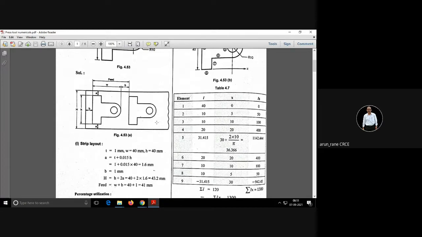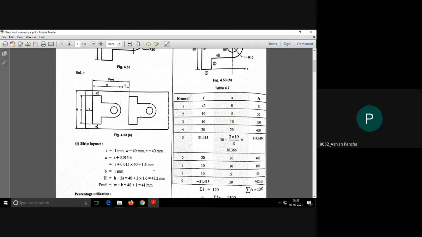ये जो डाई रहेगा उसमें जब भी फर्स्ट टाइम स्ट्रिप आएगा, तभी ब्लैंकिंग होएगा. बराबर है. वो आगे जाएगा, बाद में सेकंड स्ट्रोक में क्या रहेगा, फर्स्ट स्टेशन में ब्लैंकिंग होएगा और सेकंड स्टेशन में आपका पंचिंग होगा. आर यू अंडरस्टैंडिंग व्हाट आई एम सेइंग.